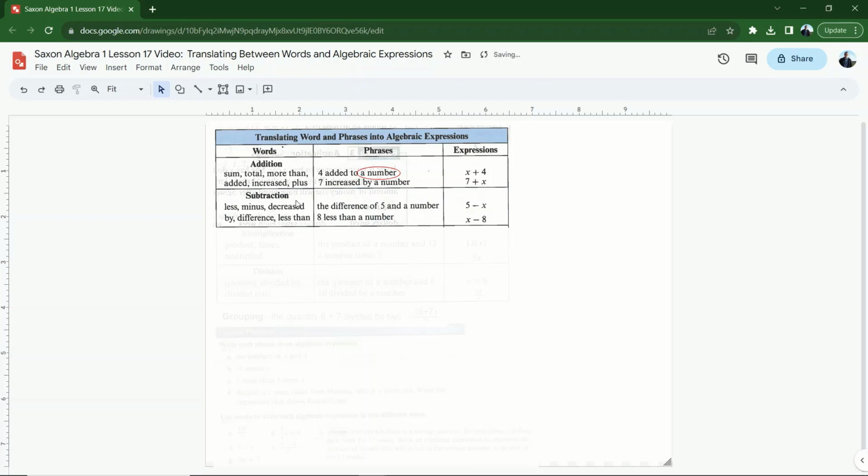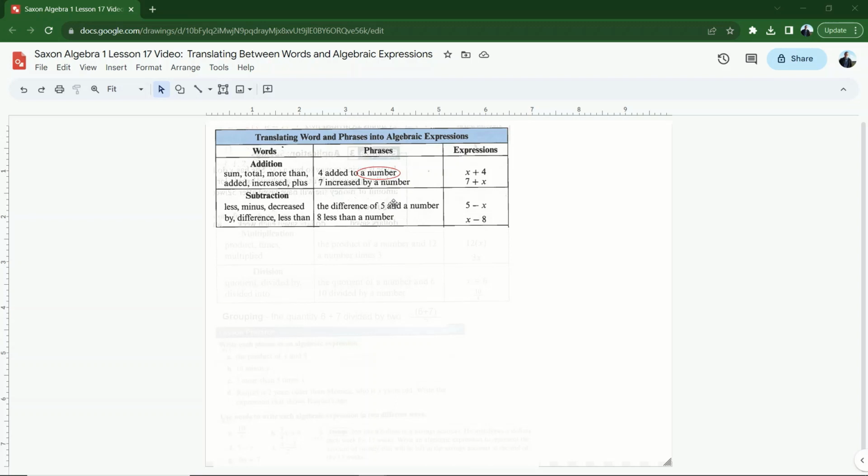Subtraction, on the other hand, is not commutative. So we have to pay a lot of attention to what is meant for which order we should put the numbers in. So subtraction and division are the two we have to be very careful to pay attention to the order that's described in the problem. The difference between 5 and a number, notice that when it says the difference of and then lists two numbers, the first number comes first in my expression. The second comes second. The difference between 5 and a number is 5 minus x. The 5 comes first because it's mentioned first.